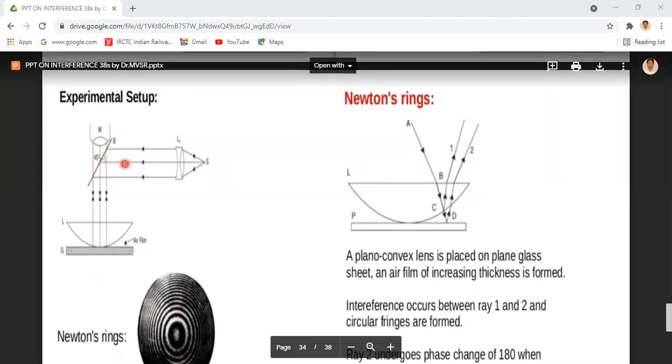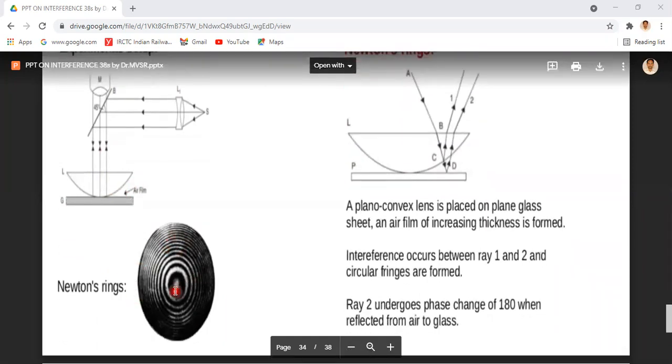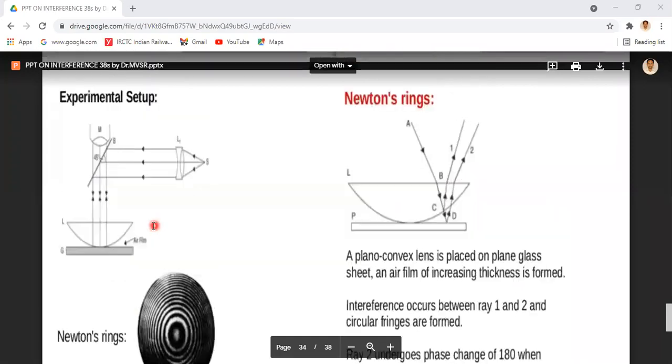Whenever these light rays from the source are incident on this glass plate, they are reflected and normally incident on this system consisting of a plano convex lens and a circular glass plate. An air film, a curved film, is observed between these two. So these are the Newton's rings, because the interference is observed in the reflected light rays.